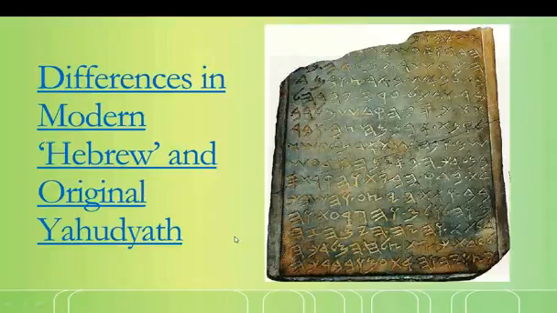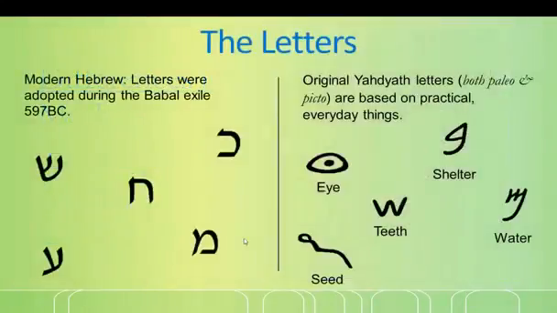All right, so let's talk about the differences between modern Hebrew and original Yahudyath. And I'll be showing you some side-by-side comparisons, all right? So let's talk about the letters themselves. As you can see here, to the left is modern Hebrew. To the right, I have a combination of pictograph Hebrew, or Yahudyath, and Middle Yahudyath, or Paleo-Hebrew, all right?